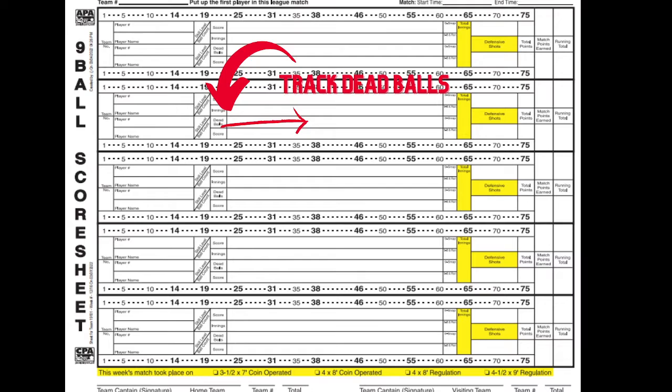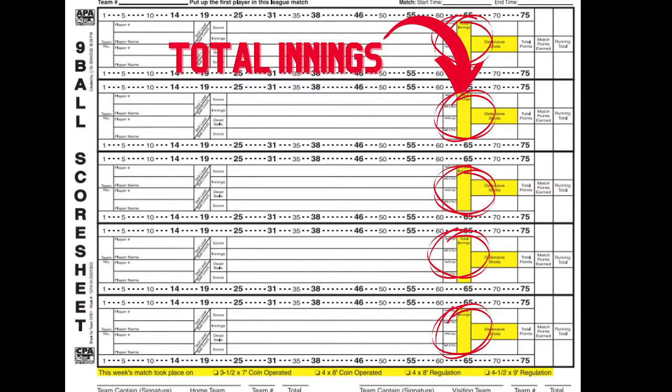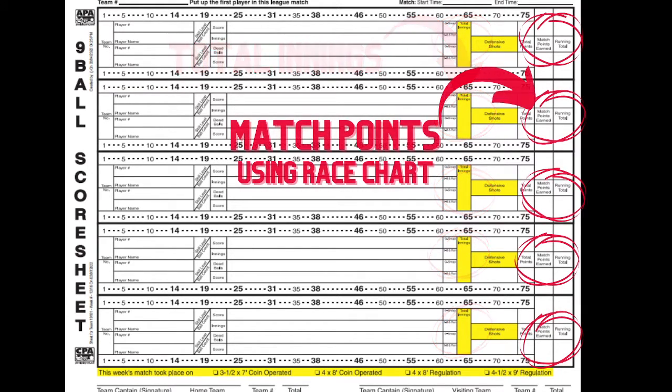And then on the second to middle column, you have your dead balls. You're going to track any dead balls right there. In 9-ball, you have your total innings also in the yellow box. So once there's a declared winner, you're going to total up all the innings from all the racks that have been played. You're going to write it in that yellow box. If you're using electronic scorekeeper, it's going to total that for you. It's going to guarantee that you don't lose bonus points due to total innings not being totaled.